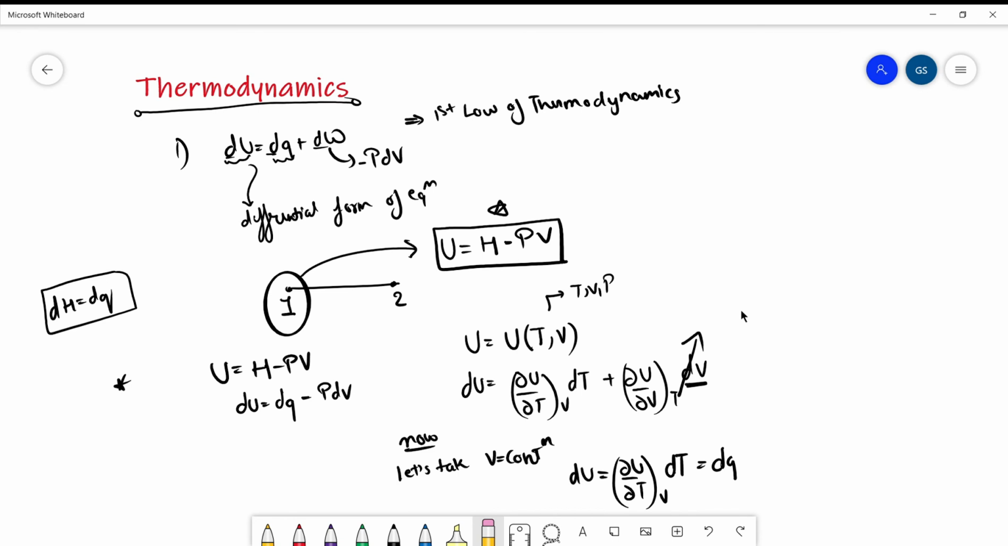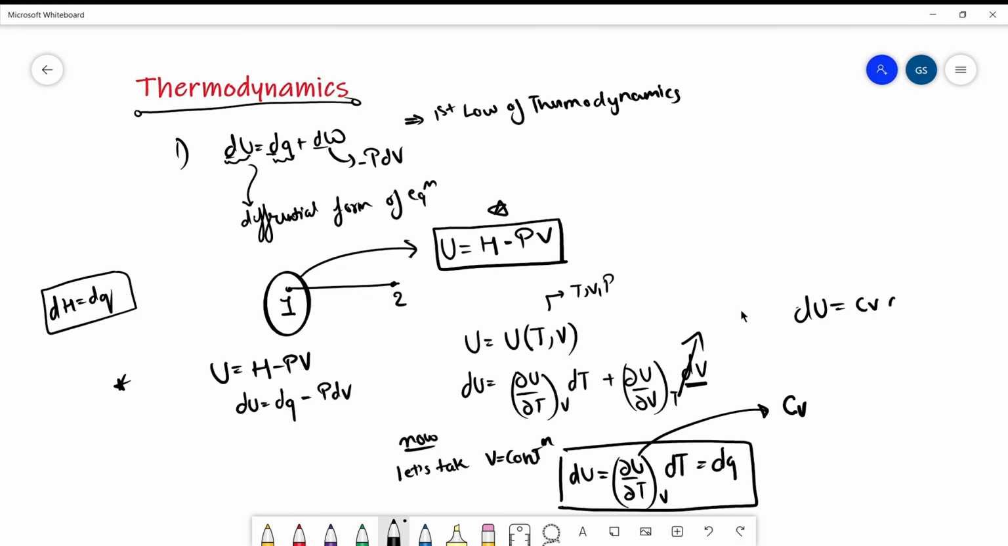So what we got is del U by del T at constant volume times dT is dQ, or we can say this term is nothing but Cv, heat capacity at constant volume. So dU is nothing but Cv dT. So this is the second equation which we have got from this. The condition is at constant volume.